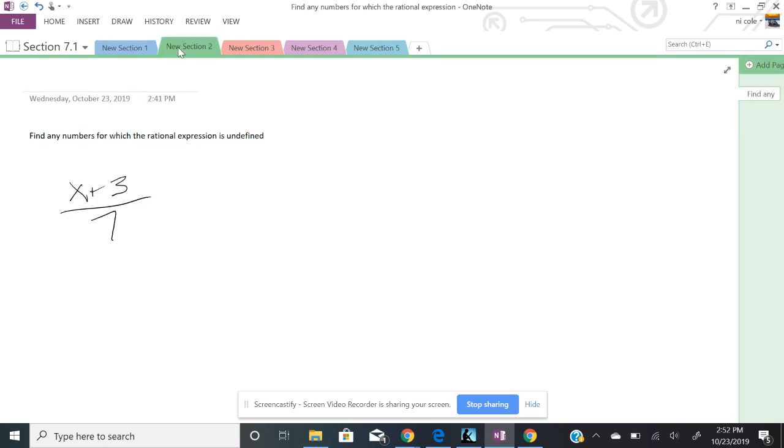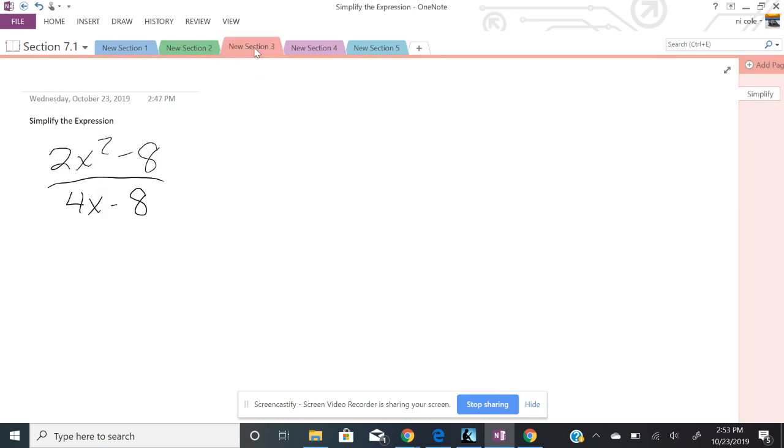What about this one? When would this rational expression be undefined? Again, I take just the denominator, which is 7. When can 7 equal 0? The answer is 7 can never equal 0. There is no x, there's no variable. So this rational expression is always defined. It's the equivalent of no solution.